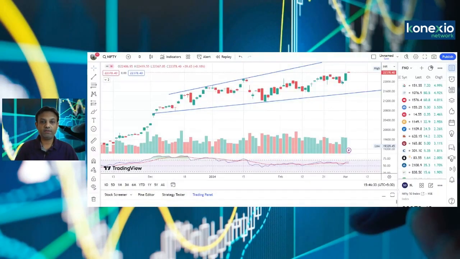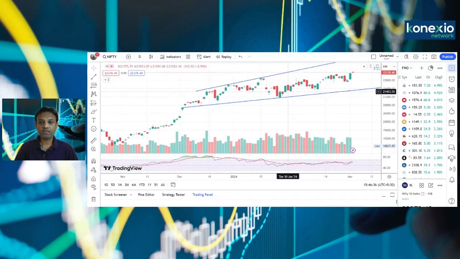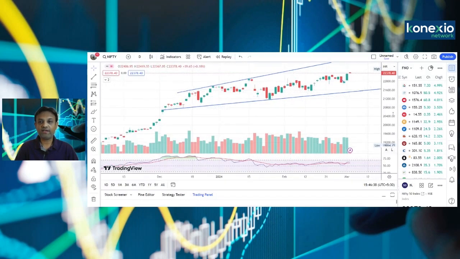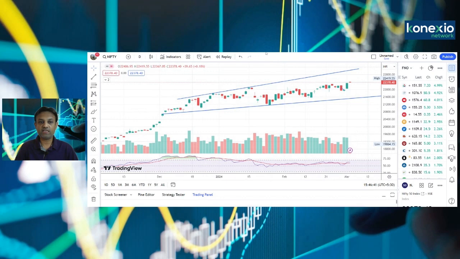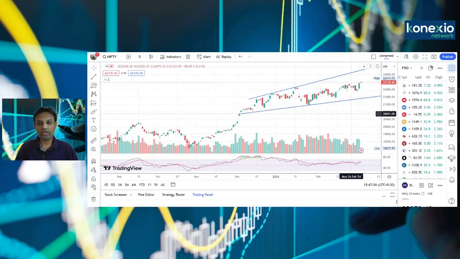Now on the Nifty daily charts, you will see this expanding triangle which we have been discussing since the last couple of months. You can clearly see Nifty has been hovering in this particular expanding channel. The potential target of Nifty on the upside is around 22,800 to maybe 23,000 in maybe one or 2 months. So the overall momentum seems to be quite positive.